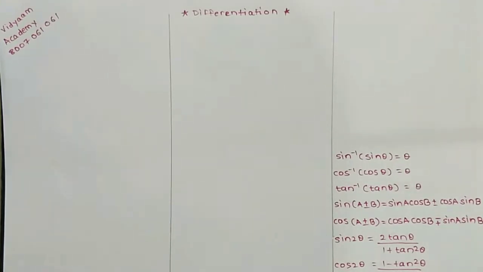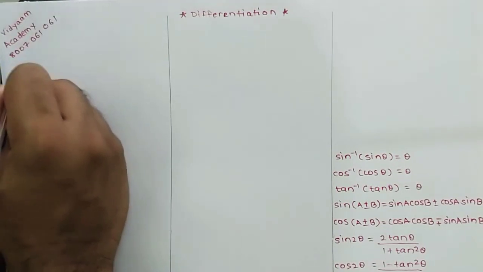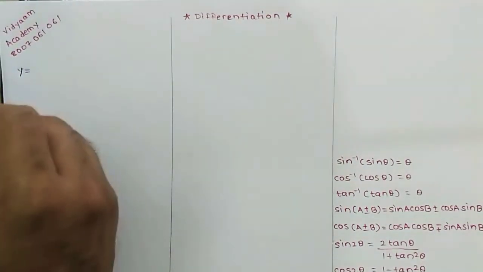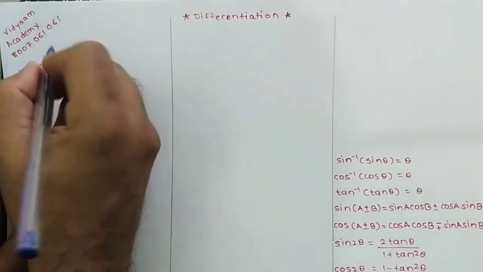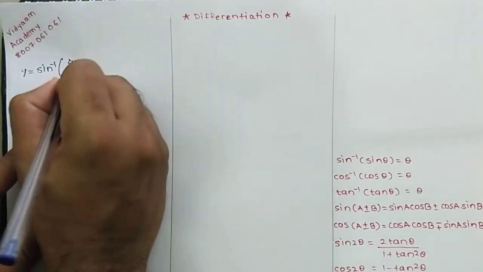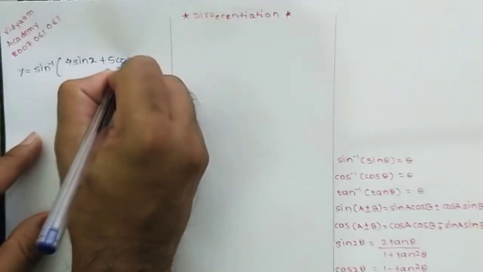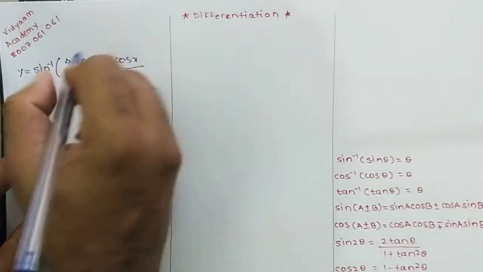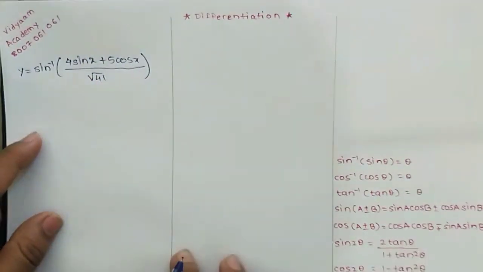So we'll be solving a few sums, and I'll go to the sums immediately. Let's have a first sum for us. Let's practice this out. The first sum given is y equal to sine inverse of (4 sine x plus 5 cos x) upon under root of 41. You just have to observe the question.